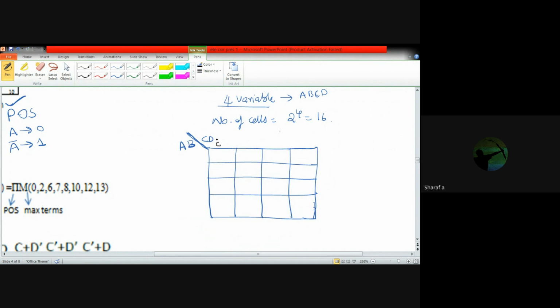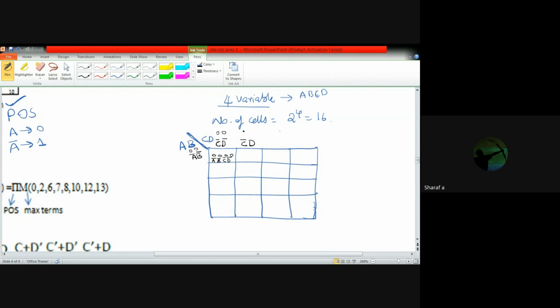This is C bar D bar, and this is A bar B bar. This is A bar B, this is C bar D bar, then C bar D. How am I writing this? You have to write it like 0, 0. This is also 0, 0. Then you will get 0, 0, 0, 0 here: 4 zeros. 2 from this side, A bar, B bar, then 2 from this side, C bar, D bar. Which means first one is A bar, then B bar, then C bar, and D bar.